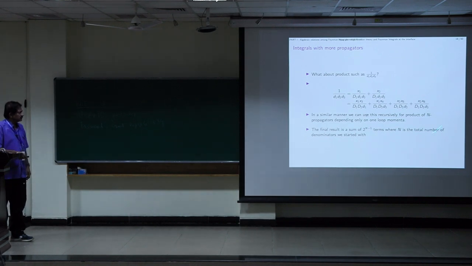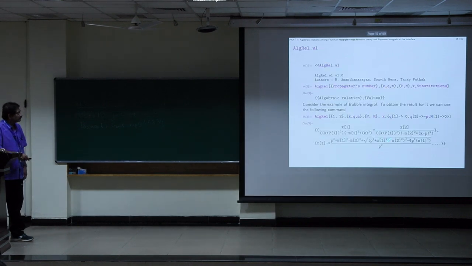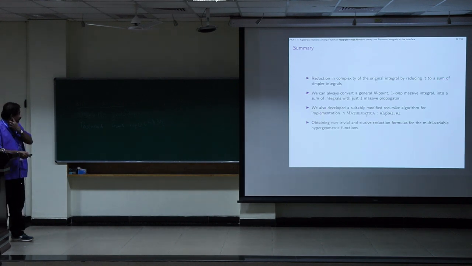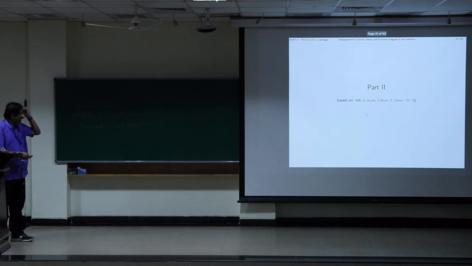So this thing, our code actually can do this with a set of inputs that you give. You can download this and install it, and there's only one command in this paper, which is called AlgRel. It has various user-given inputs, such as the number of propagators and the various parameters that define the propagators, and out comes an answer on the right-hand side which tells you whatever is expected. So this is the summary of AlgRel.